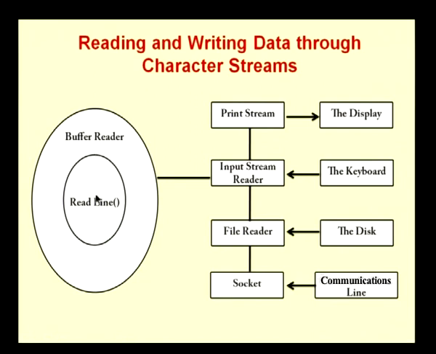So this buffer reader's read line method is going to communicate with input stream reader, or it could communicate with the file reader, or it could communicate with the socket, or it could communicate with the print stream. If it is communicating to a print stream, it will be given to display. If it is input stream reader, it means that it accepts the input from the keyboard. If it is file, it will be a file which is available in a particular disk, and if it is socket, it will be a communication line.